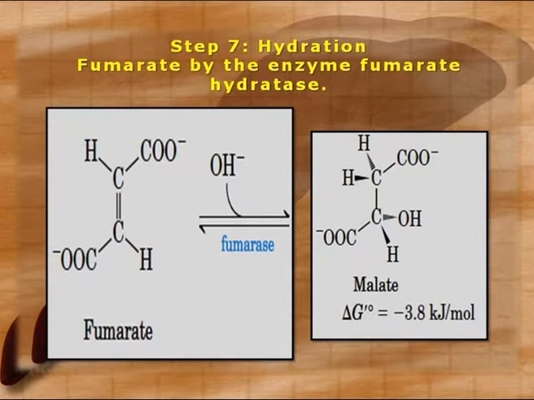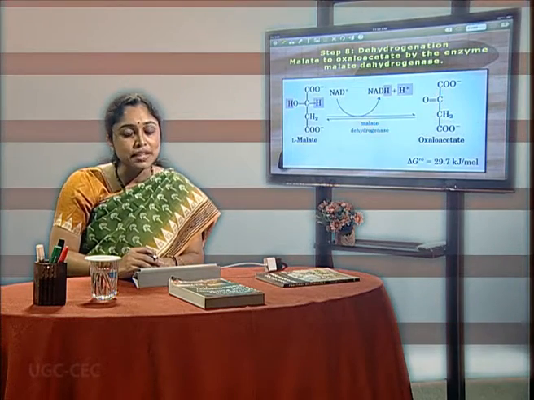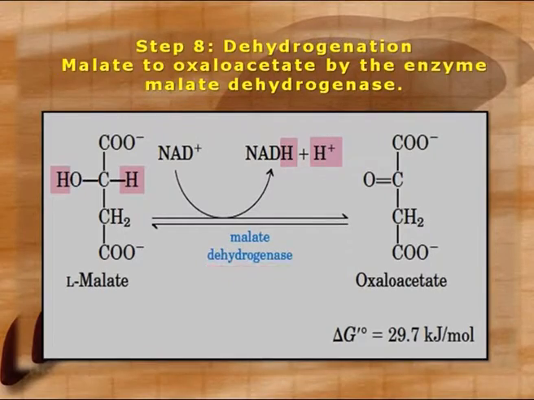The next step is reversible hydration of fumarate to malate. The reaction is catalyzed by the enzyme fumarase. In the last reaction of the TCA cycle, malate dehydrogenase converts L-malate to oxaloacetate. The electrons released are trapped by NAD+ to form NADH.